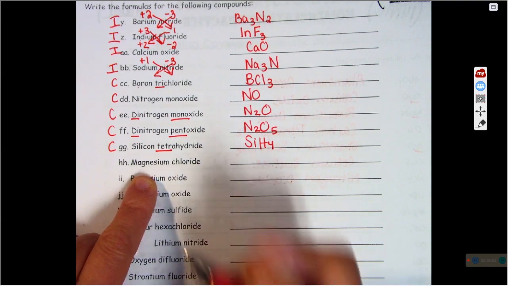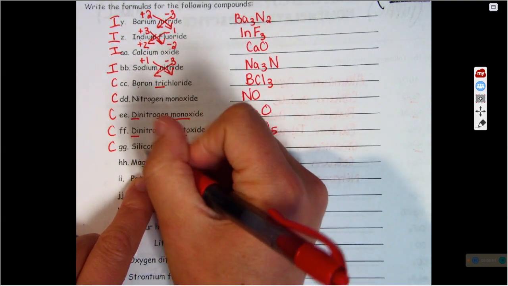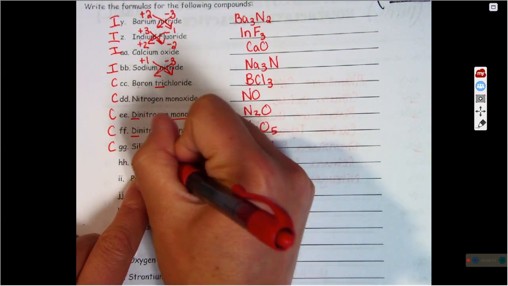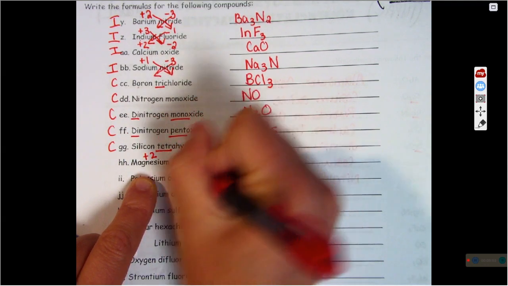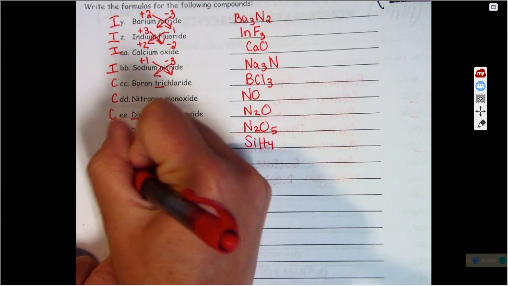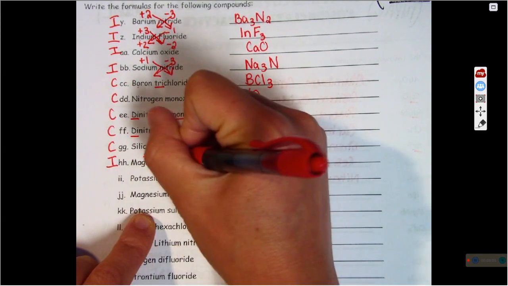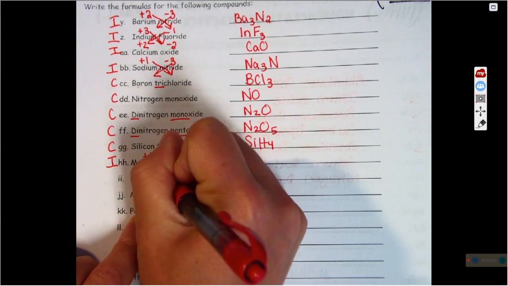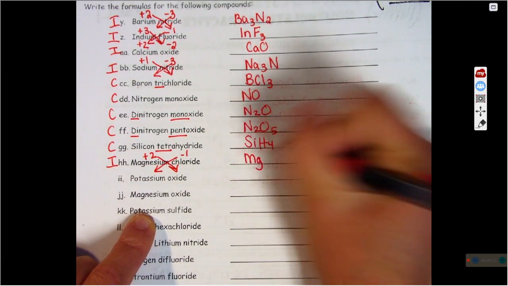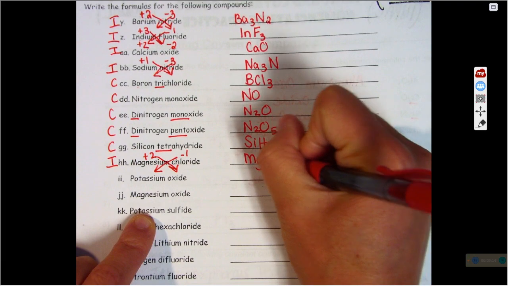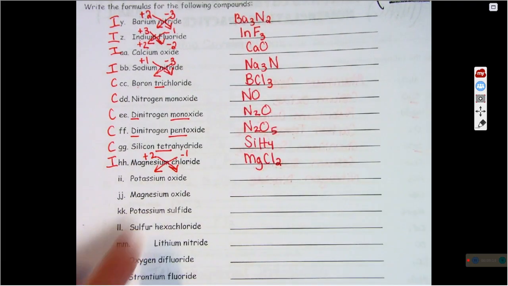Magnesium chloride. Magnesium has a positive 2 charge. Chlorine has a negative 1 charge. It's ionic. How do I know this? Because there's a metal here. So I'm swapping and dropping the charges. Magnesium gets the 1 from chlorine. Chlorine gets the 2 from magnesium.